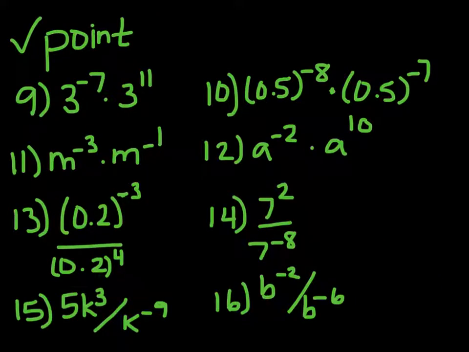Okay, now work on putting this all together. Find the product or quotient in each of these problems, for numbers 9 through 16. Write your answer using only positive exponents. So make sure you're using what you know about zero and negative exponents and the laws that govern them to make sure that you don't have any negative exponents in your answers. Please press pause while you work.